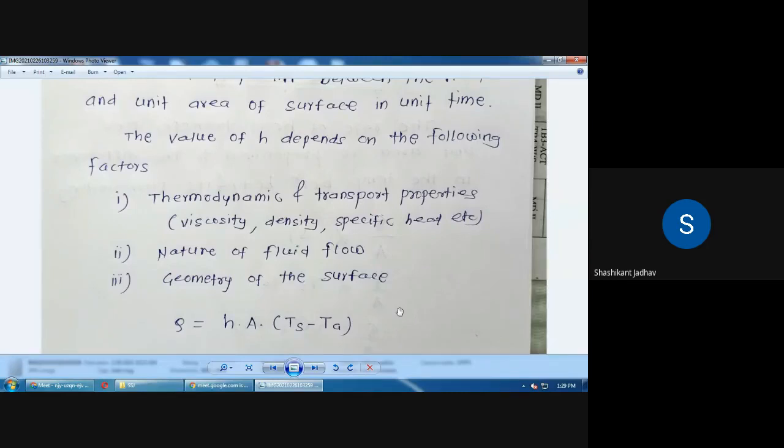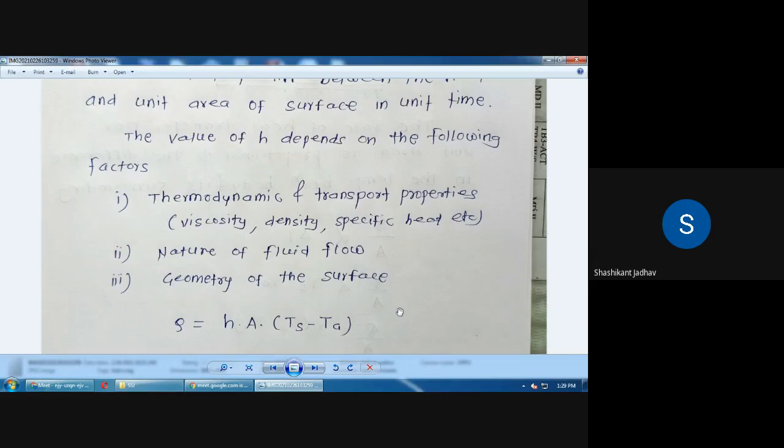Heat transfer takes place because of the temperature difference. Q is transferring because of the temperature difference, which is nothing but Ts minus Ta. In the electrical system we have written I is equal to dV by R. So in that manner we have to write this equation: Q is equal to Ts minus Ta divided by the remaining factor. In this case hA is the remaining factor, so we have to take that factor in the denominator.